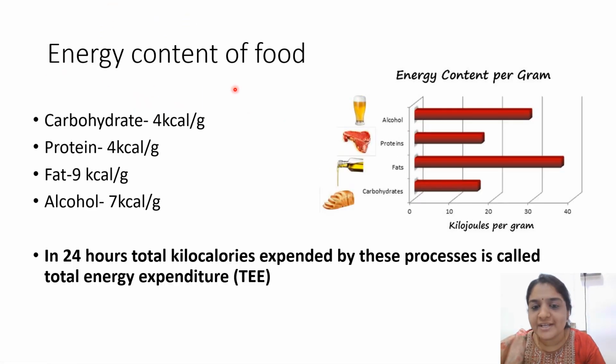So the energy content of food: in carbohydrates, it's 4 kilocalories per gram. In protein, it's 4 kilocalories per gram. And fats, 9 kilocalories per gram. And alcohol is 7 kilocalories per gram. In 24 hours, the total kilocalories expended by these processes is called the total energy expenditure.